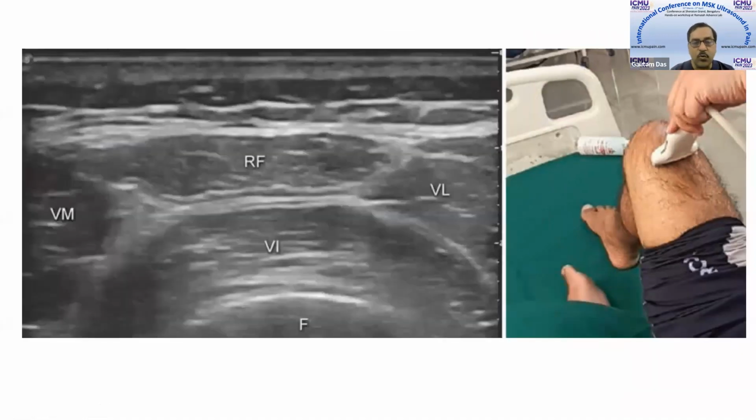And if you go a little more proximally, then we'll see the four quadriceps muscles very nicely. We also call it the figure of 8. Most superficial is your rectus femoris. Just below are your vastus intermedius, vastus lateralis, and vastus medialis, and below is your femoral bone.